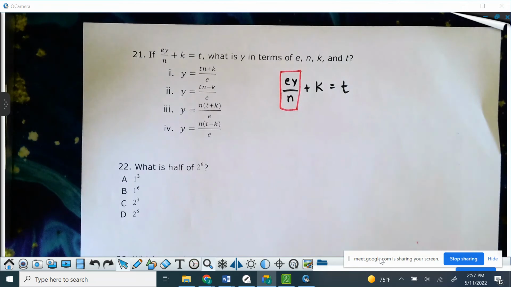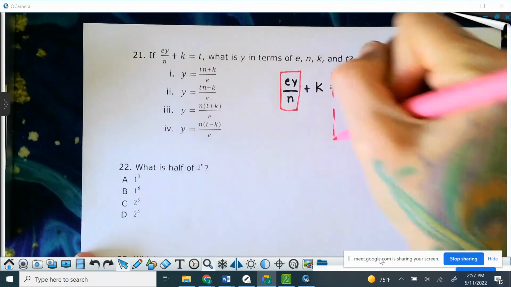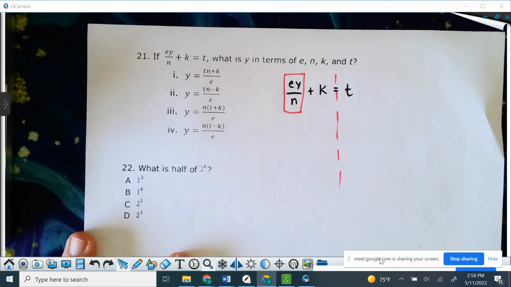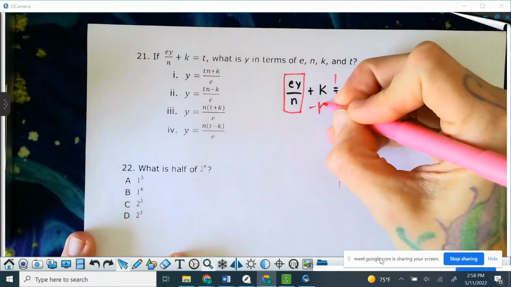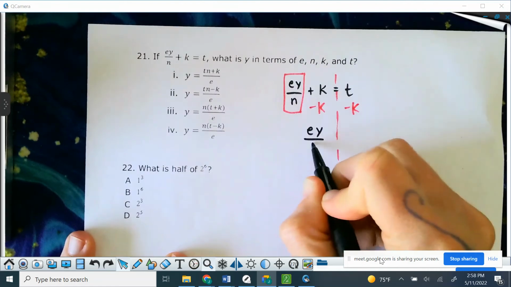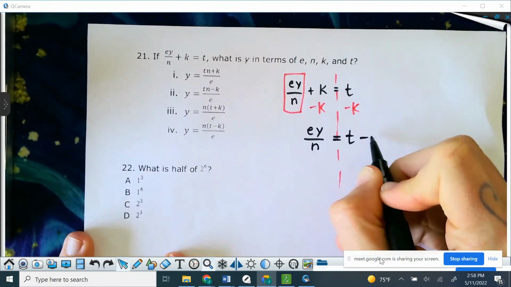What is on the outside of the box? That should be the first thing that I should move. What's outside of everything attached to my Y? What letter? And then how is it attached? Yes. And it's attached by addition. It's positive. So how am I going to move it? What operation will I use to move it? Yes. So I'm going to subtract K. One step at a time. So I have EY over N now equals T minus K.